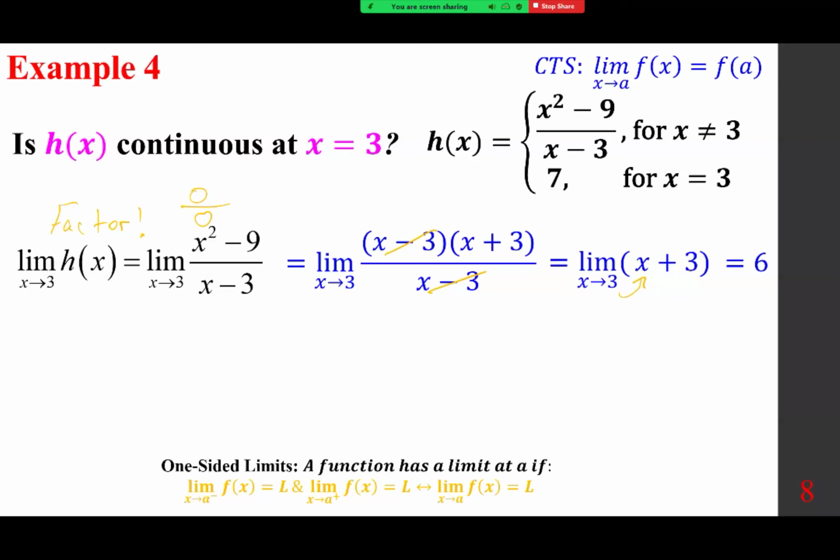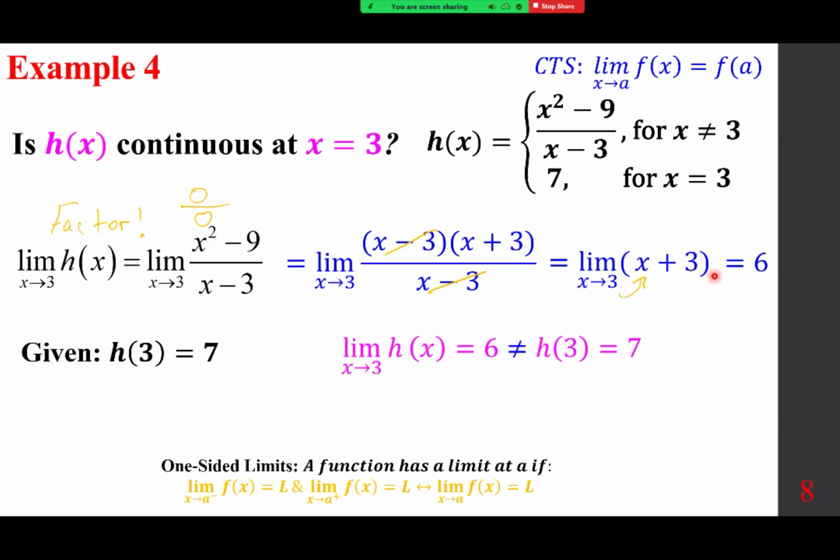Is this equal to the functional value? Well, according to the given, the functional value is 7 at 3. So h of 3 is 7. Are they equal? No. Therefore, because the limit of h of x as x approaches 3 equals 6, not equal to h of 3 equals 7, h of x is discontinuous at x equals 3, or is not continuous.